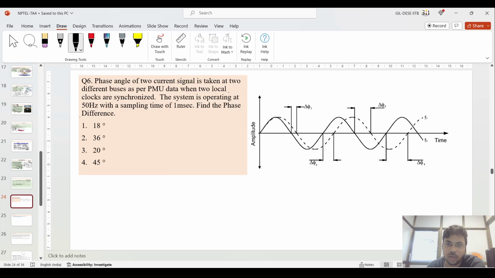Coming to the next question, that is the sixth question. There is a waveform, one signal, one waveform is dotted and the other is a solid line waveform. You have to tell me what the phase difference is between both the signals from the data I have given.